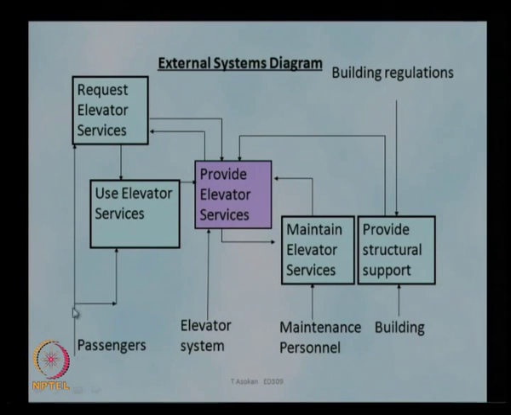You can see here the passenger will request elevator services, which is one kind of interaction taking place. Then they use the elevator, giving input to the elevator or taking output from the elevator, which is another kind of interaction. Similarly, the maintenance person will be maintaining the elevator, so there will be some inputs and outputs going to and coming from this external system. Similarly for the building. This is how we define the external systems.